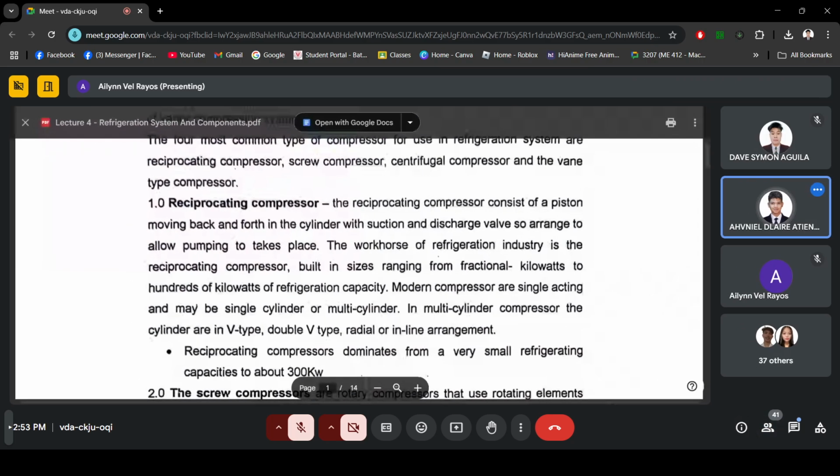Reciprocating compressor. The reciprocating compressor consists of a piston moving back and forth in the cylinder with suction and discharge valves so arranged to allow pumping to take place. The workhorse of the refrigeration industry is the reciprocating compressor, built in sizes ranging from fractional kilowatts to hundreds of kilowatts of refrigeration capacity. Modern compressors are single-acting and may be single-cylinder or multi-cylinder. In multi-cylinder compressors, the cylinders are in V-type, double V-type, radial or inline arrangement.